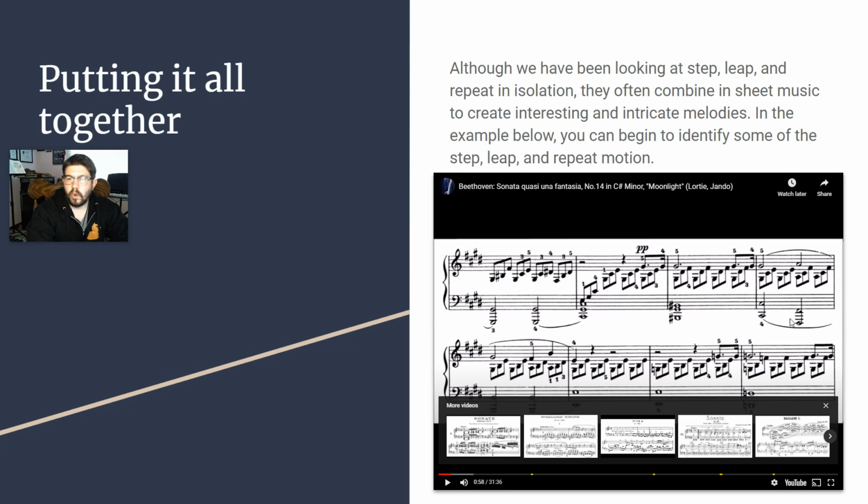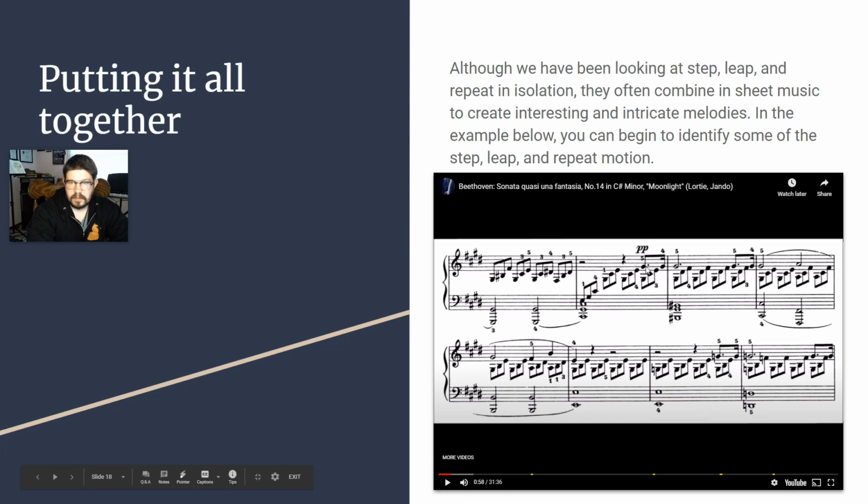So even in this one image, we can see a lot of different movement types happening all at the same time. Even just looking at this one image, we've got the repeat right here. We've got leaps happening right here. And then we have steps happening as you go through those different pitches. So putting it all together is something that happens very commonly in music. It's a very elaborate sort of thing that goes on here.